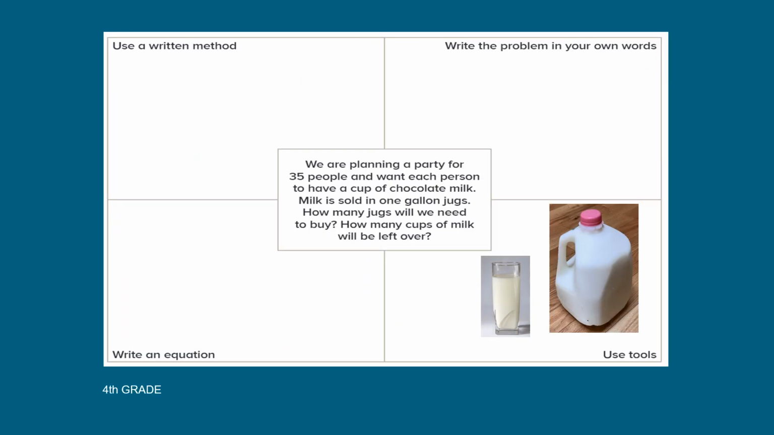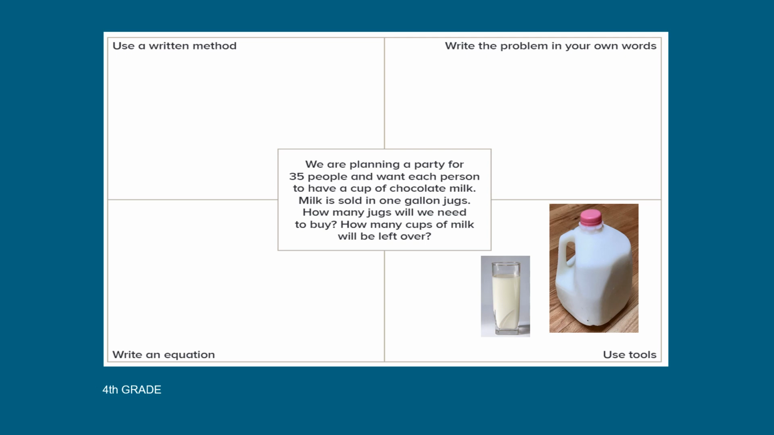Let's solve another one. We are planning a party for 35 people and want each person to have a cup of chocolate milk. Milk is sold in 1-gallon jugs. How many jugs will we need to buy? How many cups of milk will be left over?